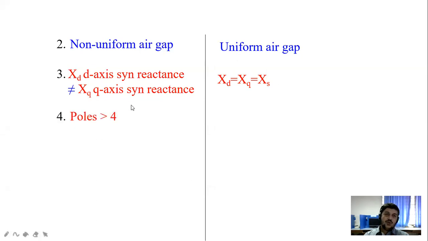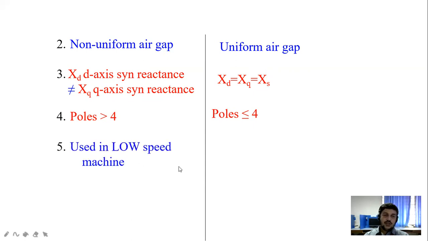Next, the number of poles is greater than 4 for a salient pole machine, and less than or equal to 4 for a cylindrical rotor machine. For a salient pole rotor machine, as the number of poles is more, the diameter of the machine is more compared to its axial length. As the number of poles is greater than 4, the machine generally operates at low speed, so these machines are used in low speed applications. Here the number of poles is 4 or less, so we generally use these machines for high speed applications.